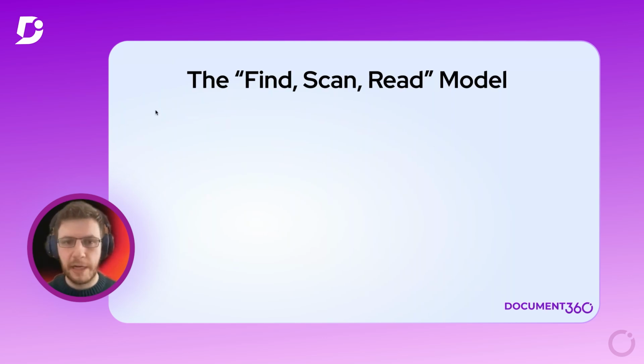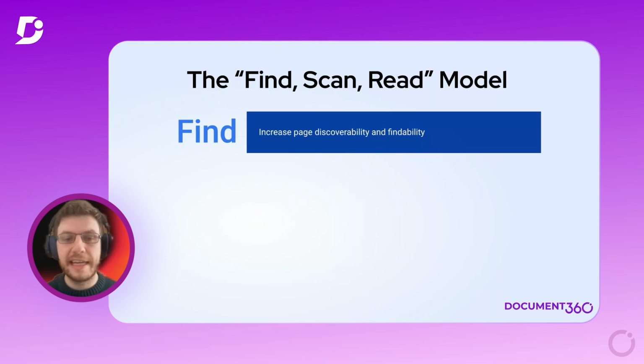So what is the model? Find. So this is the increasing of page discoverability and findability. So making sure that users can find the words on the page. Without being able to find the page, the words on the page don't really matter because they were never going to get there anyway. And you're looking at things like IA, information architecture, and SEO.